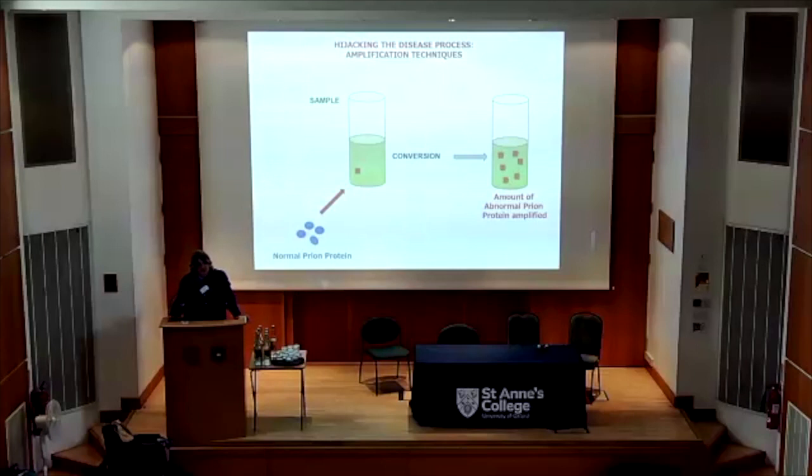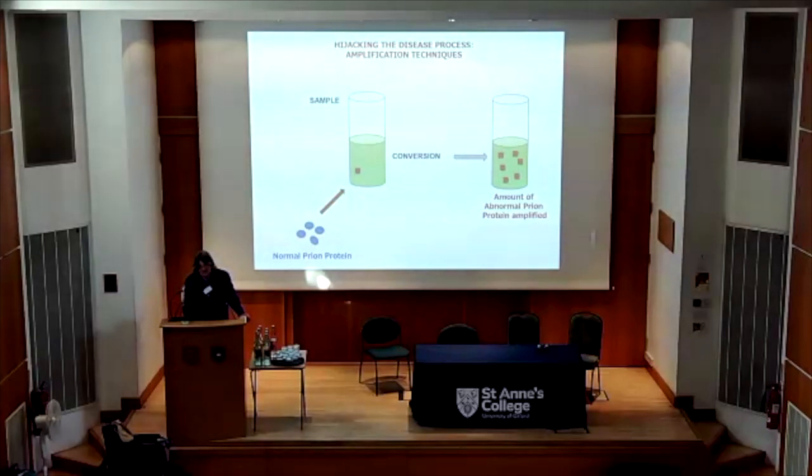And people in the laboratory who are much cleverer than I am hijack this disease process in what they call amplification techniques. So you have a sample here, and the red blob indicates a small amount of abnormal prion protein, too low to detect by our methods. Normal prion protein is added to it, and then lots of clever things are done, and the normal prion protein is converted into the abnormal protein, and it's now at a level that can be detected. So it's hijacked the disease process into a laboratory technique.